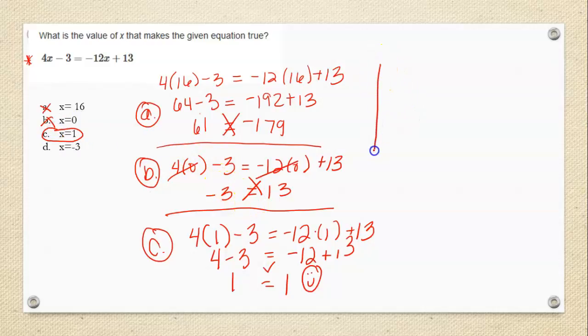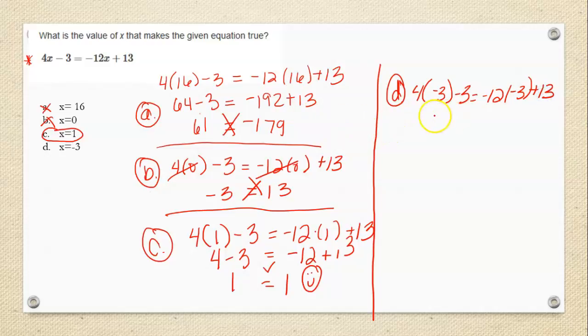You don't necessarily have to do this, but I always think it's a good idea to try all the answer choices just because maybe you accidentally made a mistake down here in part C. So it's a good idea. Let's just double check and make sure D does not work because this one only has one answer, right? Otherwise it would say select all the true answers or all the possible answers. So let's just make sure that -3 doesn't work. To confirm we have the right answer. It doesn't take too long, especially if you're using your calculator.